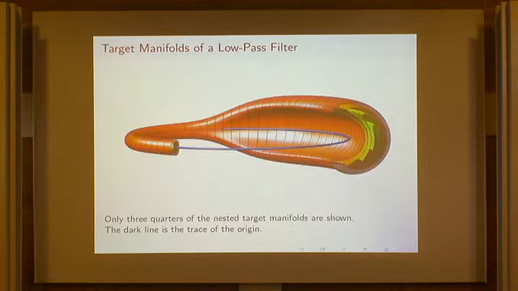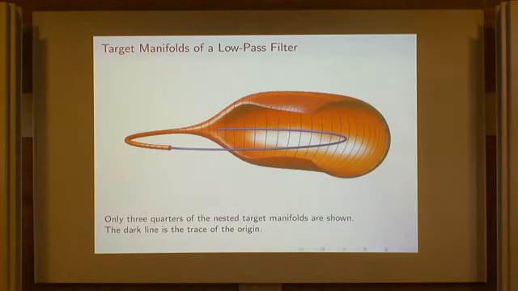So this leads to the following family of target manifolds. Here the blue line, this is just a trace of the origin. They look a bit strange. Everything is now transferred from the right half plane to the unit disk. We have a strong restriction for high frequency, so it should be close to 0, and we have a large range for low frequencies.